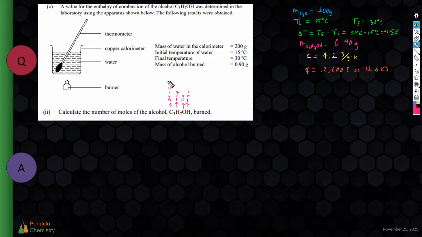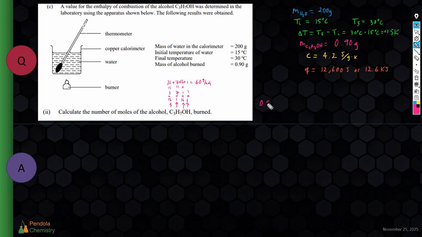That means we have 3 times 12 is 36, plus 7 times 1, plus 1, plus 16 times 1 is 16. Actually, let me just do the whole thing. 36 plus 7 plus 1 plus 16 is going to be 60 grams per mole. So the molar mass of this compound is 60 grams per mole.